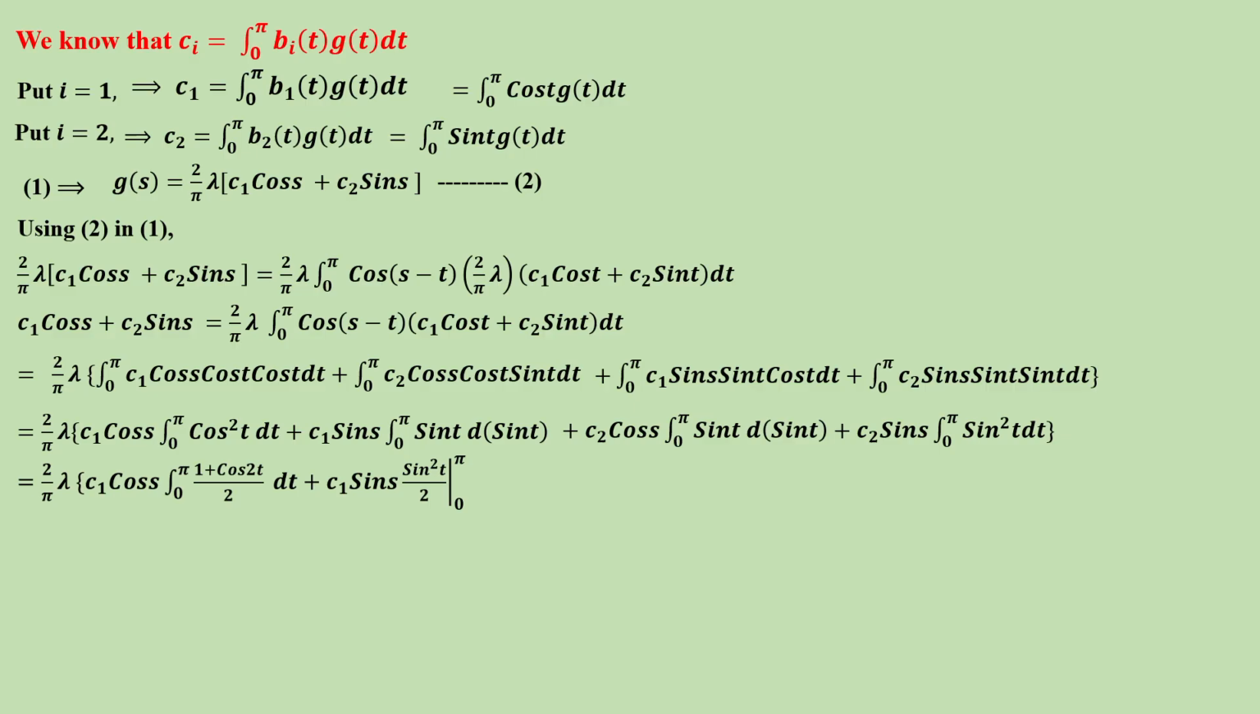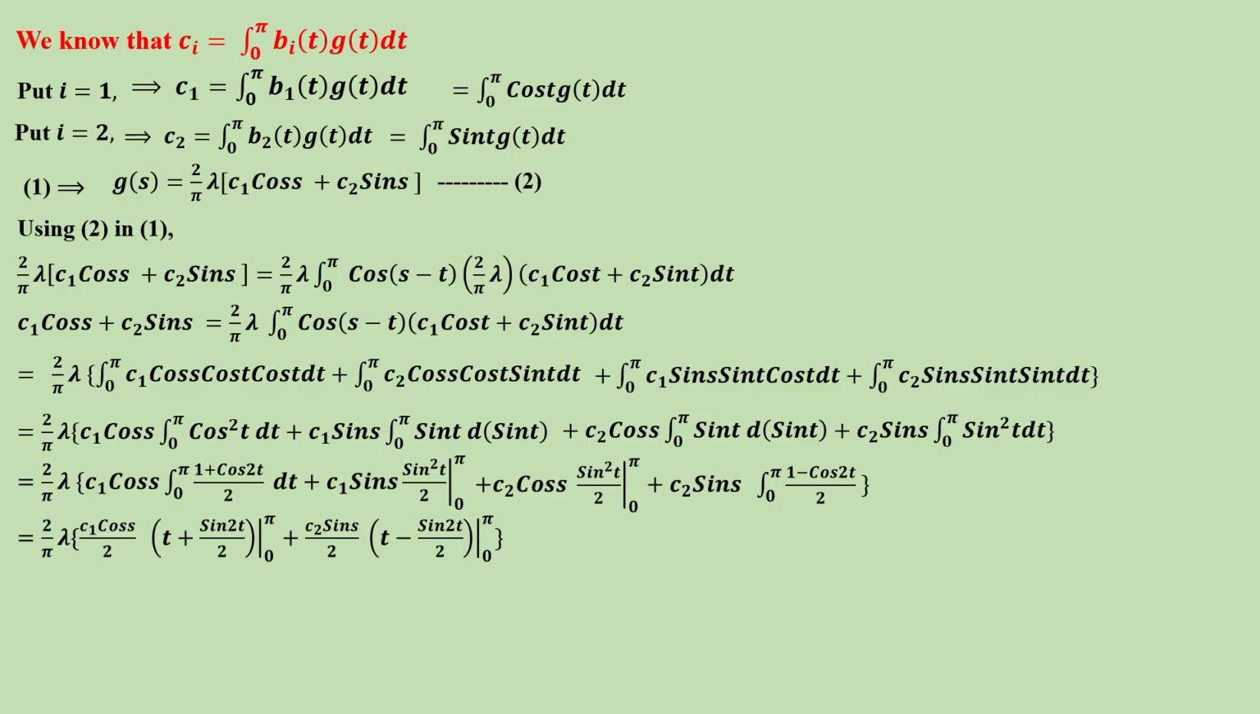So 2 divided by pi lambda, c1 cos s, the integral from 0 to pi of cos square t, which can be written as (1 plus cos 2t) by 2 dt, plus c1 sin s sin square t by 2, the derivative of sin t into the derivative of sin t, so lower limit 0, upper limit pi, plus c2 cos s sin square t divided by 2, lower limit 0, upper limit pi, because the integral of sin t times the derivative of sin t is sin square t by 2. And the last one, c2 sin s, sin square t can be written as the integral from 0 to pi of (1 minus cos 2t) by 2.